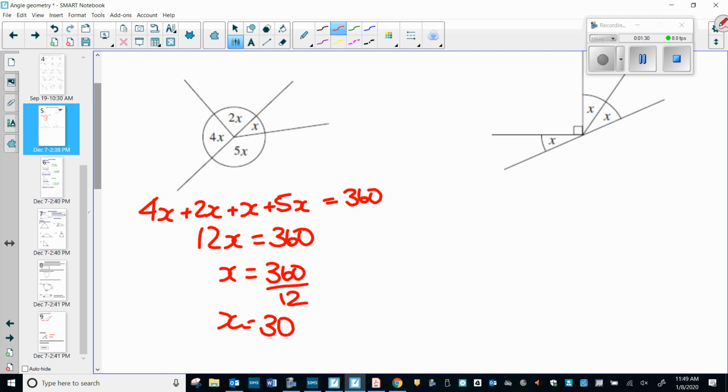Then obviously if they've specifically asked you about any of those angles, you would then answer it. Sometimes the question might say, tell me what each of the angles are. So if you've established that x is 30, it means that this one is 30. This one would be what? 30 times 5. Yep. And then this one would be 30 times 4, which is 120, and this one would be 60.